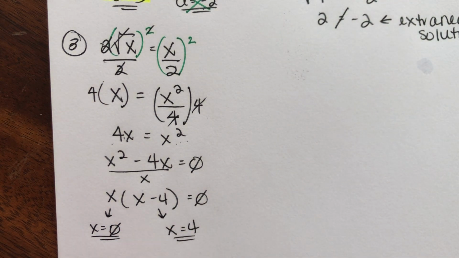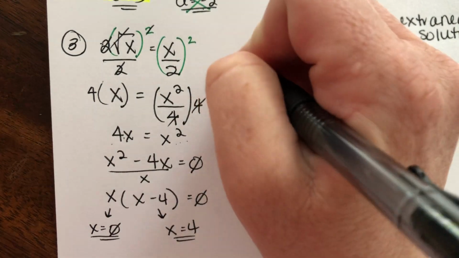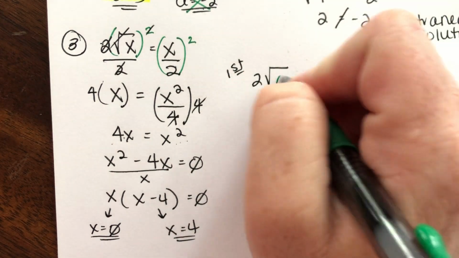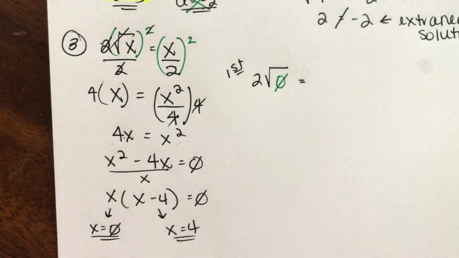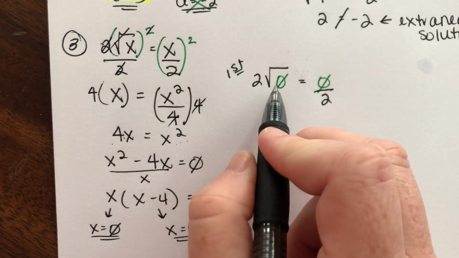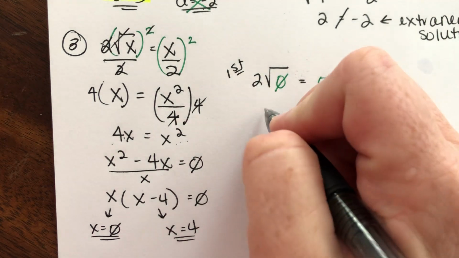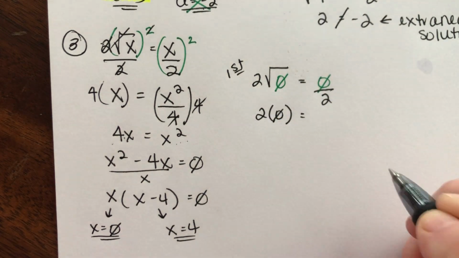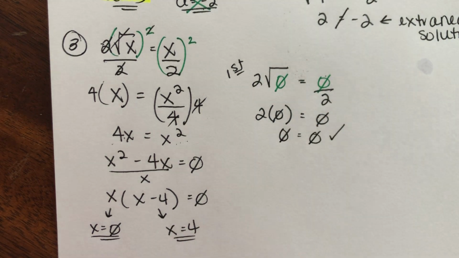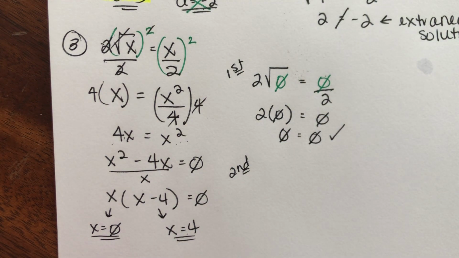So here's my two solutions. Now I want to plug them back into my original equation to test them out and see if they both work. Okay, so 2 square root of, I'm going to start with 0, equals 0 over 2. Square root of 0 is just 0, right? So 0 times 0 is 0. So this is 2 times 0, and 0 divided by 2 is 0. So this is correct.